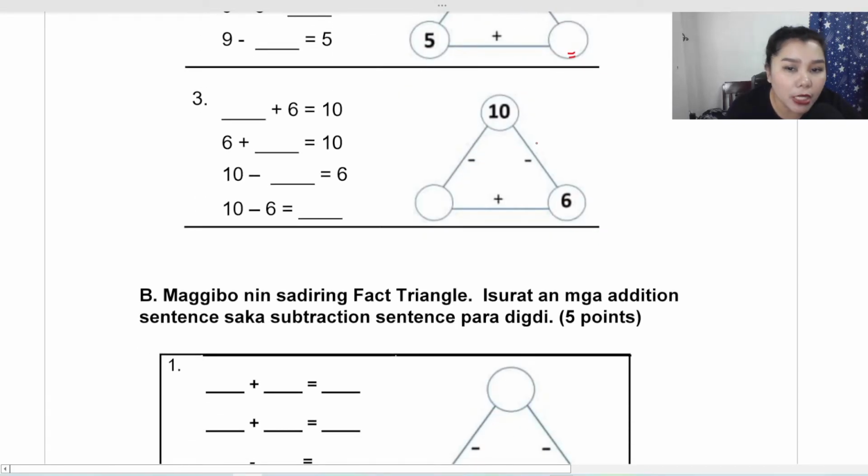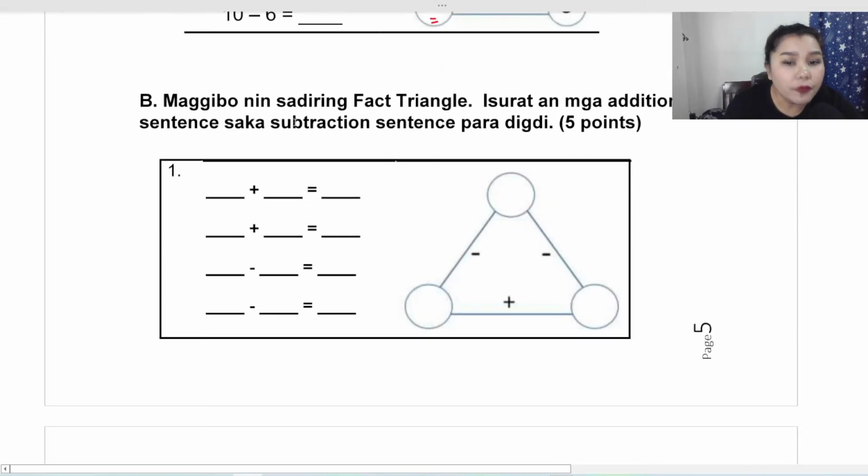Also, with number 3, ito naman, 10 minus 6. Whatever your answer should be written on this part. Then, you can complete the number sentences at your left. And then, for part B naman, I will give 5 points if you can complete this.